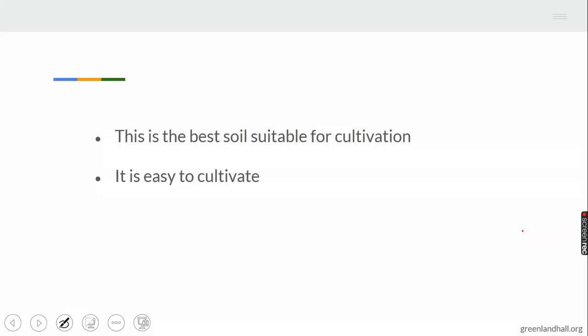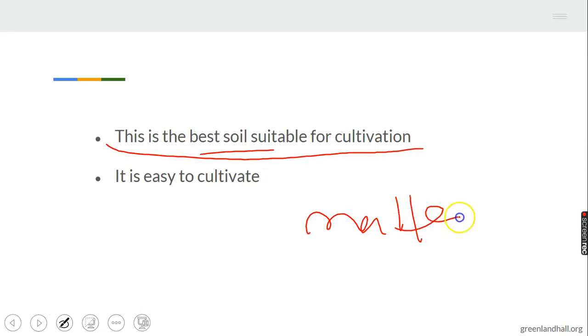It is the best soil suitable for cultivation. It is very easy to cultivate on loamy soil. Let's take note of that. It is moist and loose. It contains a lot of organic matter. The organic matter in loamy soil is usually very high.